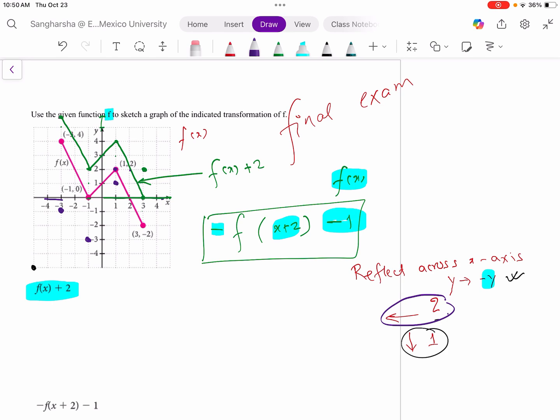Now let's connect all these dots. So these two, this and this. So this is the final graph for this function. This is our negative f of x plus 2 minus 1.